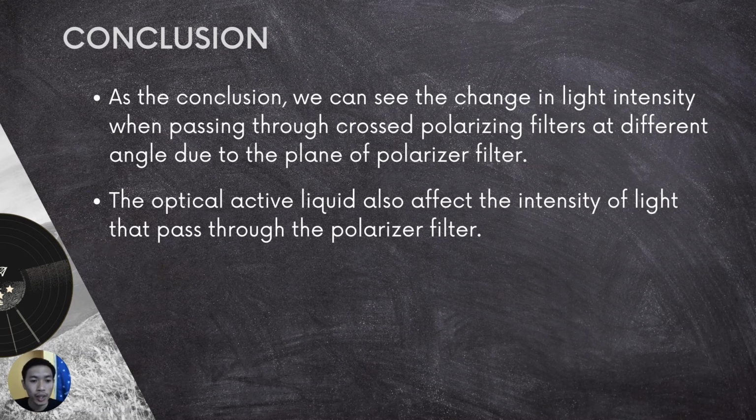So as the conclusion, we can see the change in light intensity when passing through cross polarizing filters at different angles due to the plane of the polarized filter. And then we can see that the optically active liquid affects the intensity of light that passes through the polarizer filter. So that's all from our group.